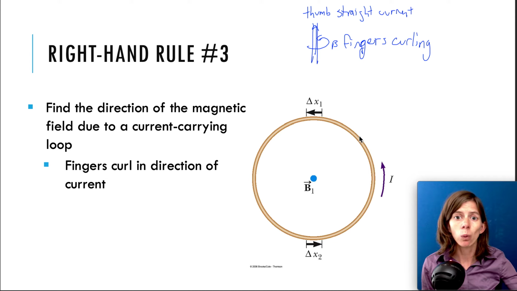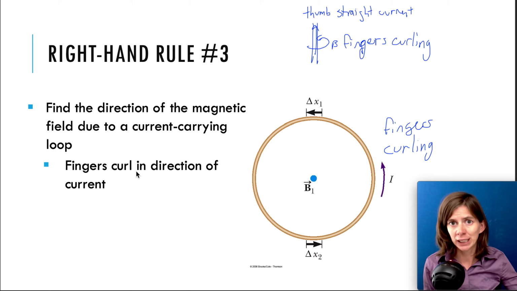So now, right-hand rule number 3, we have a loop of wire carrying current. So now the current is curling. Well, what can curl is your fingers, right? Your thumb can't curl. So that means your fingers are going to be curling in the direction of the current. And then the thumb is going to be the magnetic field, because the magnetic field is straight and your thumb can only be straight. So that's the best way to remember that I can think of.